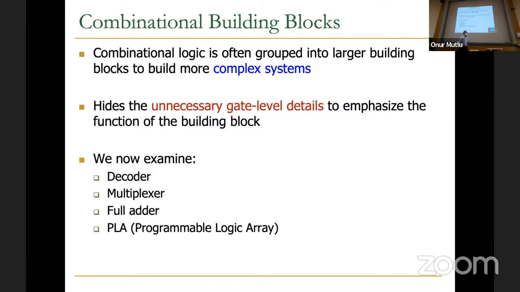So that's why we build higher level modules. And then we basically specify, oh, this is a decoder. Underlying gate level implementation, I don't care. Or maybe somebody cares, or maybe I cared at some point, but now this is a decoder I built. This is a multiplexer, this is the adder, this is a PLA, as we will see. So we will see these logic blocks that are very common in existing processors that are used to build the entire system. And we're going to represent them with modules, as we will see. But we're also going to examine their gate level implementations based on what we have seen earlier.